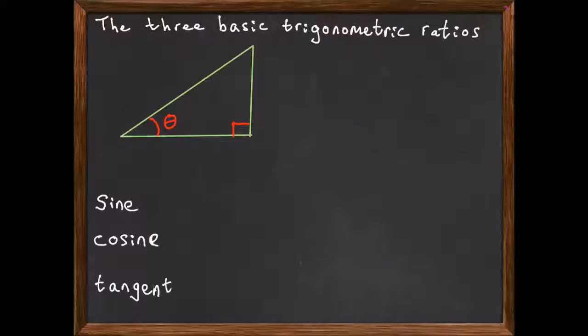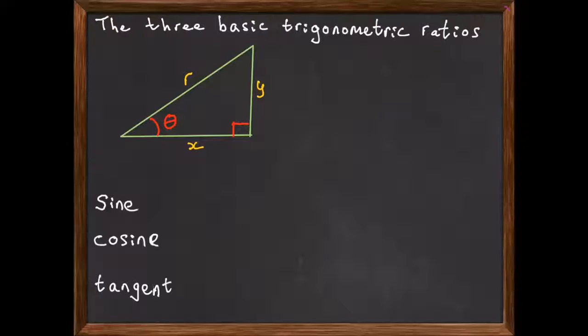The three basic trigonometric ratios: sine, cosine and tangent. These ratios can be defined by using a right-angled triangle. Let's consider the lengths of the three sides. The side opposite the right angle has length r, the side opposite angle theta has length y, and the third side, the side adjacent to angle theta, has length x.